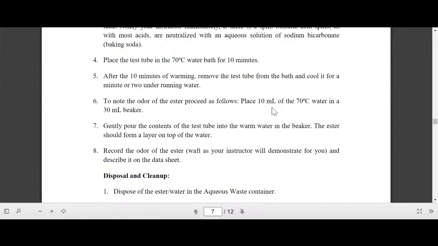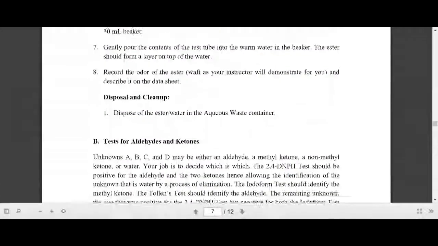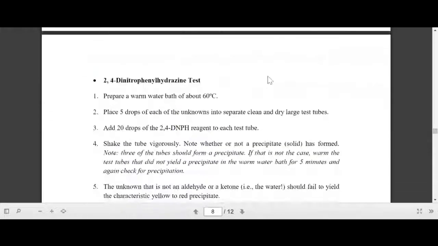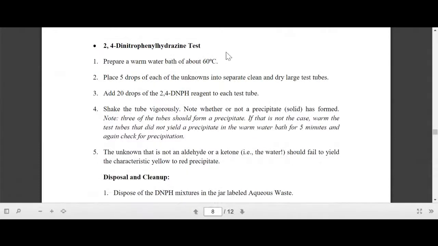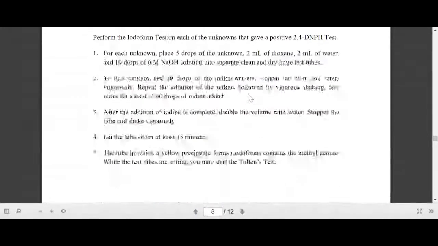So when it comes to procedure, we are going to do a 2-part experiment. One is esterification, and the second part is the test for aldehydes and ketones. When we do the test for aldehydes and ketones, we have 4 unknowns. We are going to follow the procedure. First, we do the DNPH test. Then we are going to do the iodoform test.